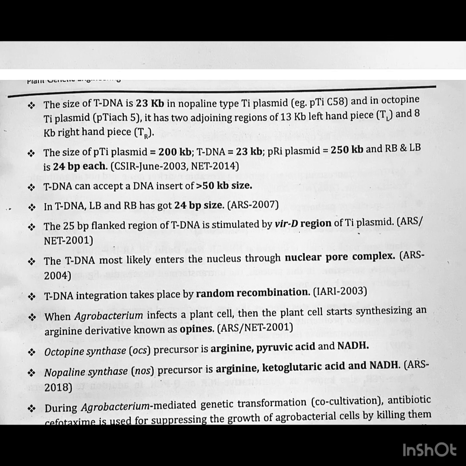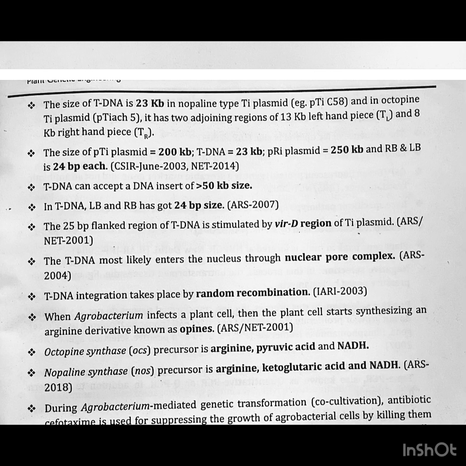The T-DNA most likely enters the nucleus through the nuclear pore complex. Question asked in ARS 2004. T-DNA integration takes place by random recombination. Question asked in IARI 2003. When Agrobacterium infects a plant cell, the plant cell starts synthesizing an arginine derivative known as opines. ARS NET 2001.